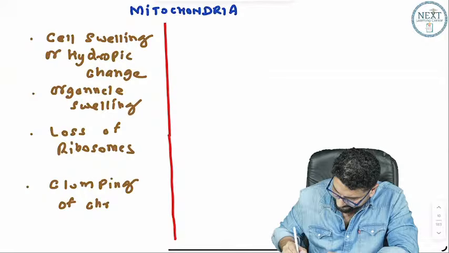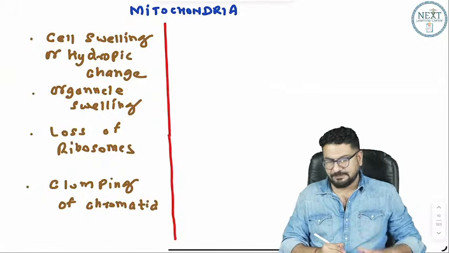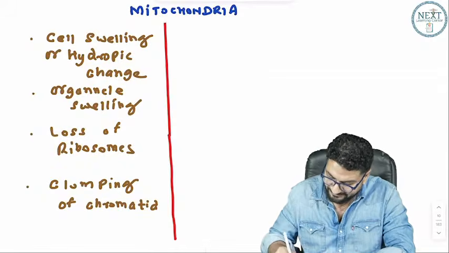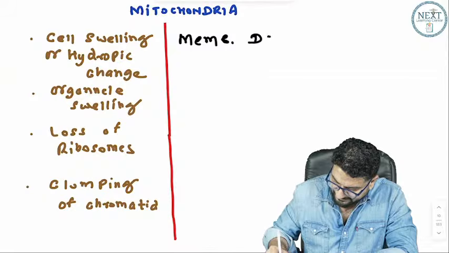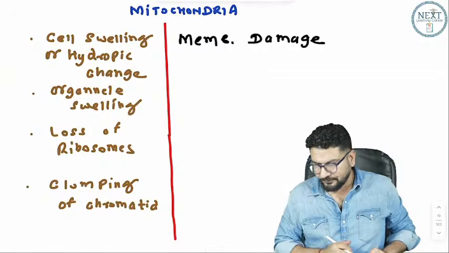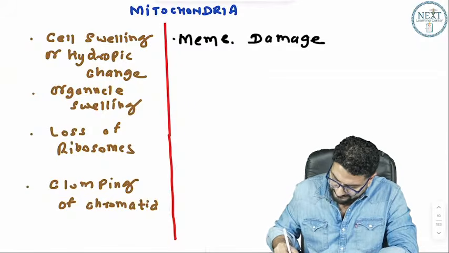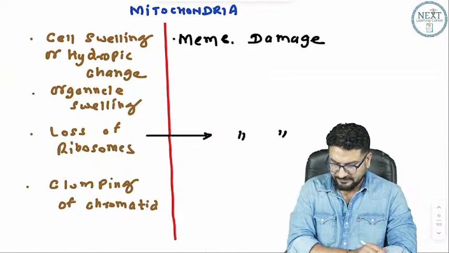Of chromatin. Now compare this with irreversible cell injury. You can see membrane damage. Membrane damage is a classical feature that we see in necrosis. However, membrane is intact in apoptosis. Then you can notice this loss of ribosome, you will also see here. Same change you will see here.